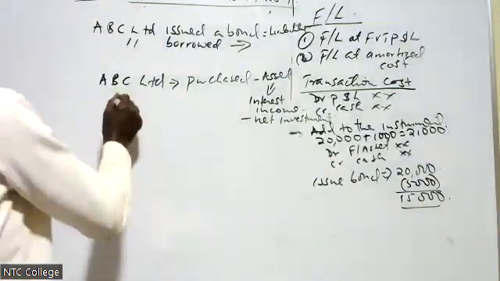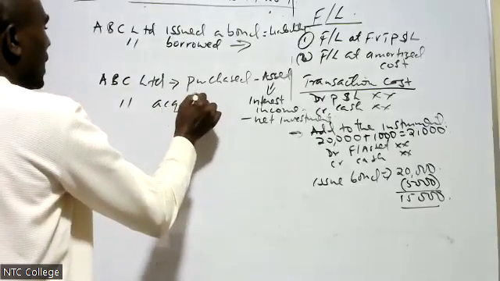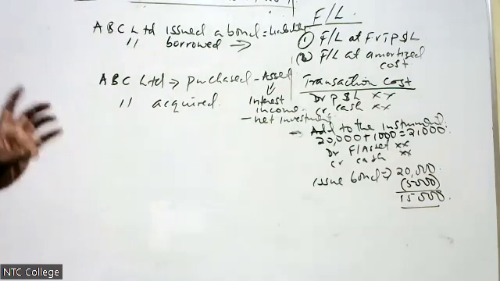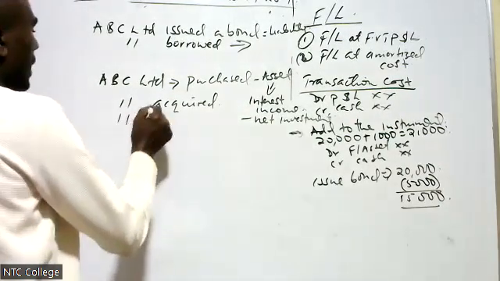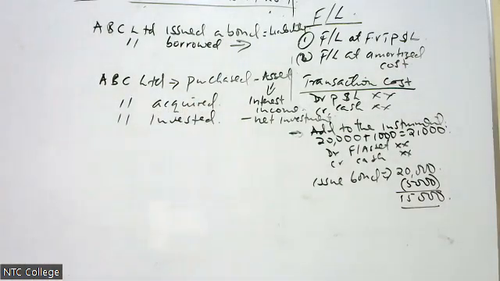Or the examiner says ABC Limited acquired a debenture. If I acquired a debenture, then automatically this is going to be a financial asset to the company. Or ABC Limited invested in a 5% bond, then automatically it is going to be a financial asset.